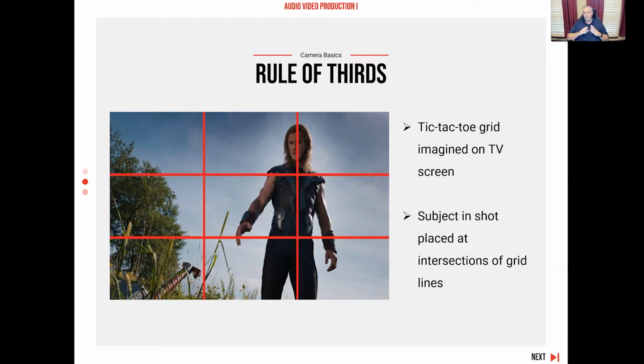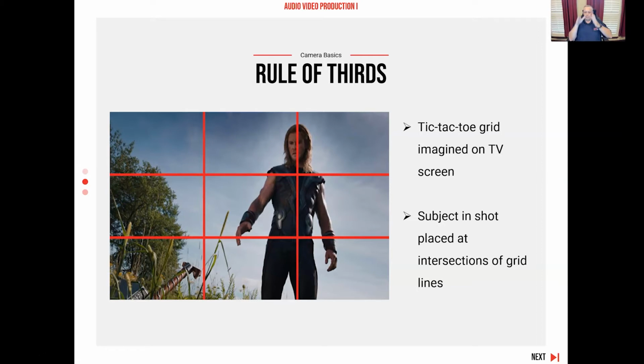This next rule is, where do you put your subject in the frame? So you're looking through your viewfinder, or you're looking at your LCD screen of what your lens is shooting. And basically, this is a rule that is used in almost every movie and every TV show. Watch a scene. So here's Thor. Thor's in the scene. Notice he is not centered right in the middle of the frame. So this is what beginners do.